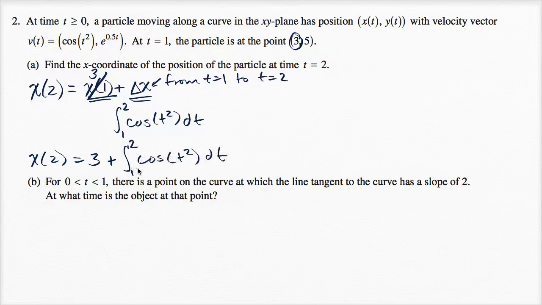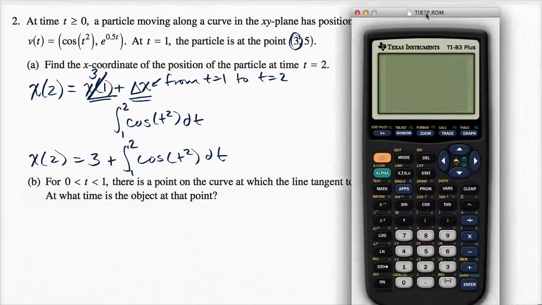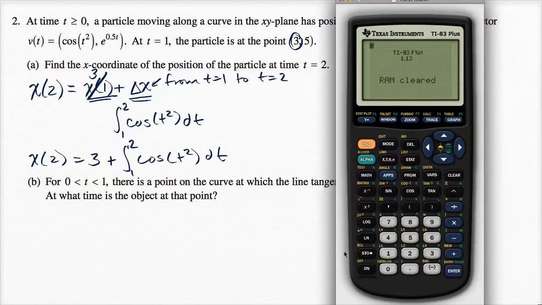And just to make sure we understand what's going on here, remember, how much are we moving over a very small dt? Well, you take your velocity in that dimension times dt. It'll give you your displacement in that dimension, and then we sum them all up from t equals 1 to t equals 2. And in this part of the AP test, we are allowed to use calculators, and so let's use one.